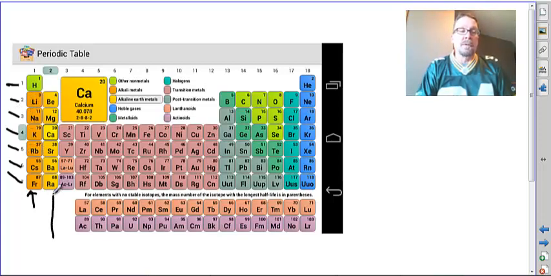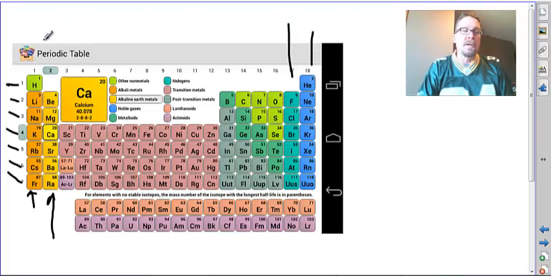The columns are called groups or families. And you can see a listing of them here. Column 18 is the noble gases. 17 are the halogens. Here, starting with lithium, you have the alkali metals. Here's the alkaline earth metals.